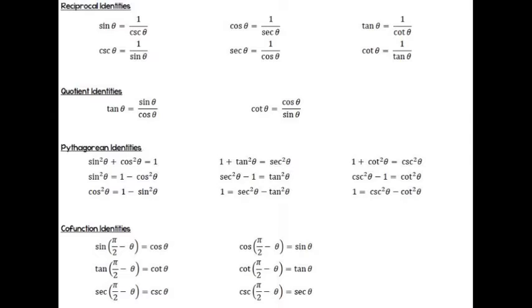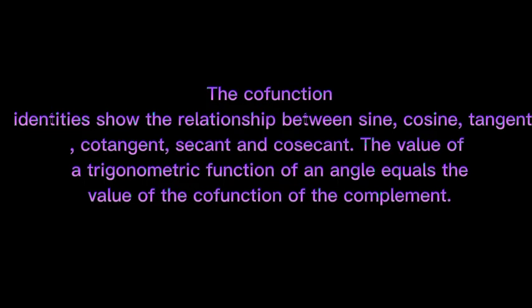1 plus cotangent squared theta equals cosecant squared theta. Next is cosecant squared theta minus 1 equals cotangent squared theta. And lastly is 1 equals cosecant squared theta minus cotangent squared theta. And lastly, the cofunction identities. The cofunction identities show the relationship between sine, cosine, tangent, cotangent, secant, and cosecant.